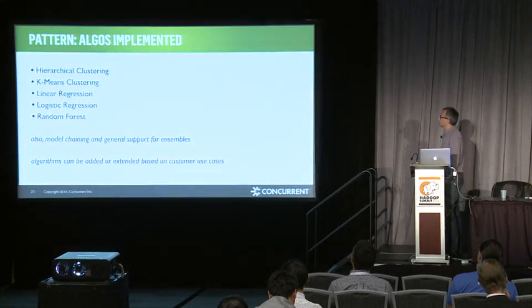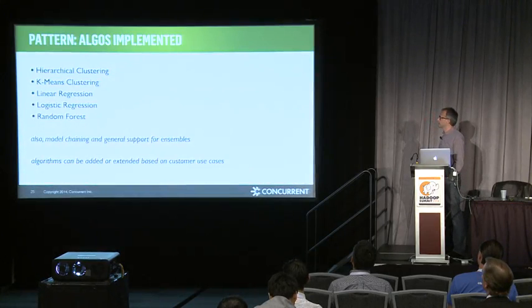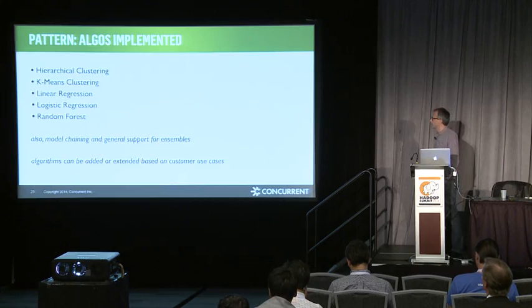So now going back to Pattern, these are the 5 algorithms we already have implemented. We don't have full coverage of the PMML model yet, but we have those 5 algorithms implemented and available: hierarchical clustering, K-means, linear regression, logistic regression, and random forest. And I will be showing you random forest as an example.